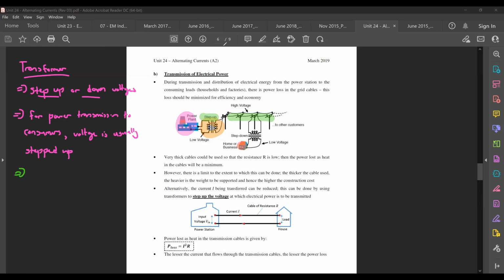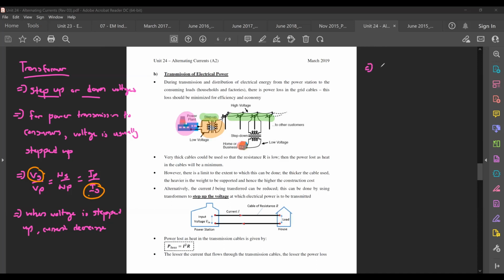If you recall the equation for transformers, where VS to VP is the same as NS to NP, the same as IP to IS. Specifically, you look at this one and this one. They have an inverse relation. So what this tells you here is that when voltage is stepped up, current decreases. Okay, when voltage is stepped up, current decreases.